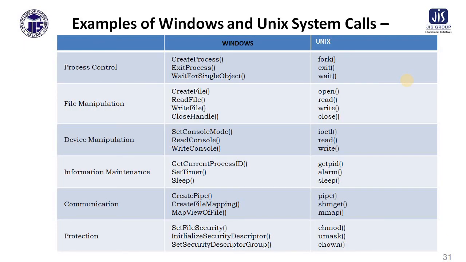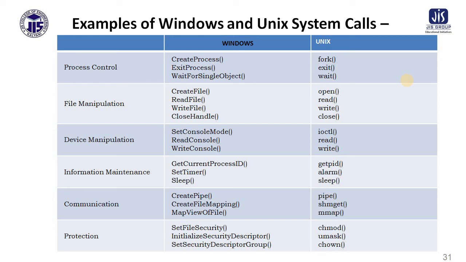So these are some of the lists here, mainly Windows and Unix are using. In case of Unix and Windows, functionality is quite similar, but names are different. So whenever we do our lab section through Unix or Ubuntu, we will learn how to call the process control system calls with the help of fork, exit, wait.